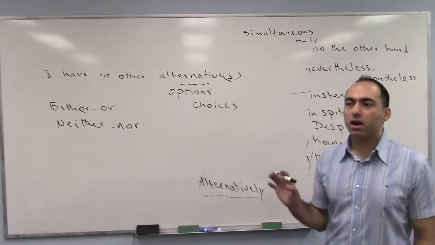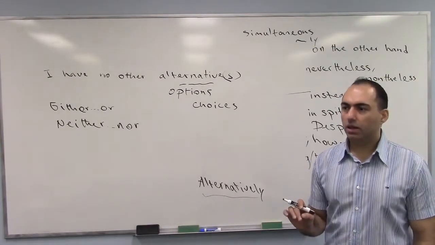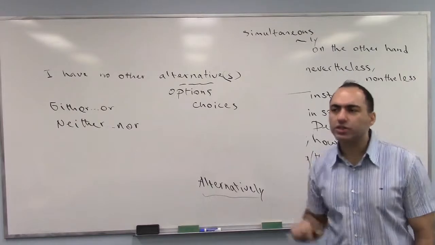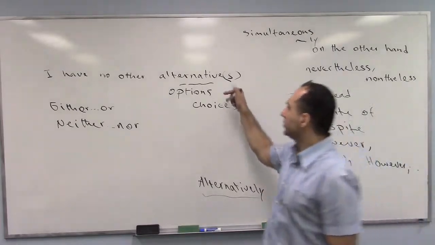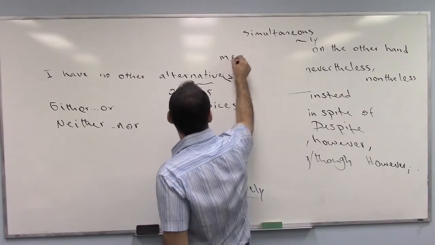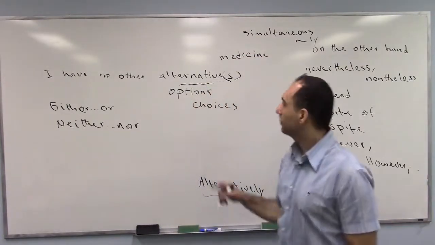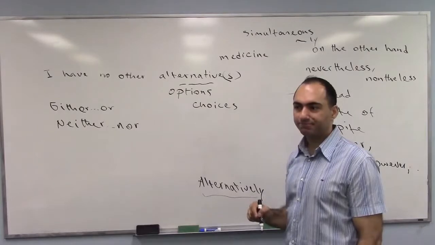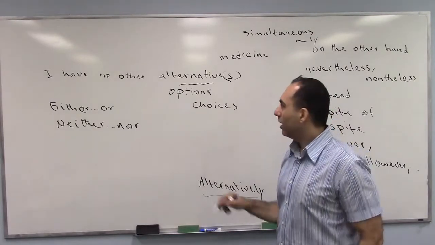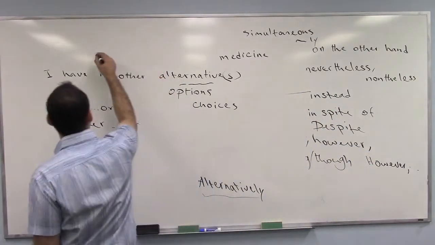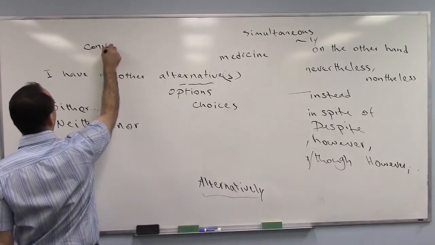I had no other alternative. Somebody would tell you there is always an alternative. We have alternative medicine. Sabrina, what is alternative medicine? Like natural. Alternative medicine. Like naturopath. It's not conventional medicine, right? We have conventional medicine.